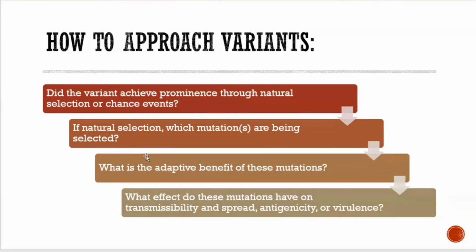So how do we approach these variants? How do we look at these? What questions do we need to ask ourselves? Did the variant achieve prominence through natural selection or chance events? If it was by natural selection, then which mutations are being selected, and why? What is the adaptive benefit of these mutations? And what effect do these mutations have on transmissibility and spread, antigenicity or virulence? Even more importantly, creation of antibody resistance, right?